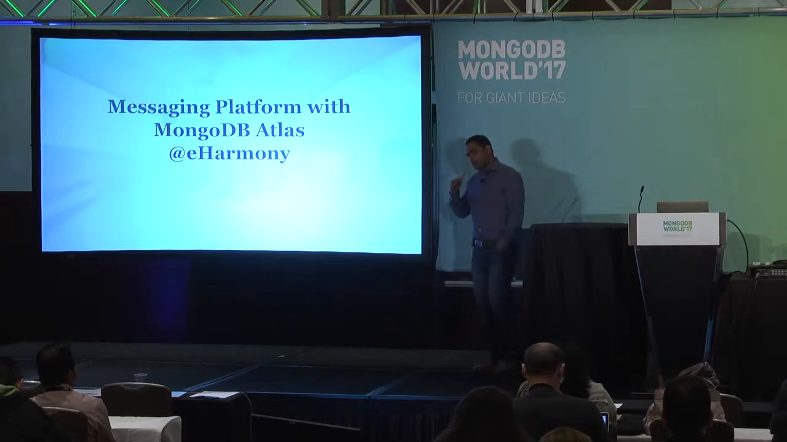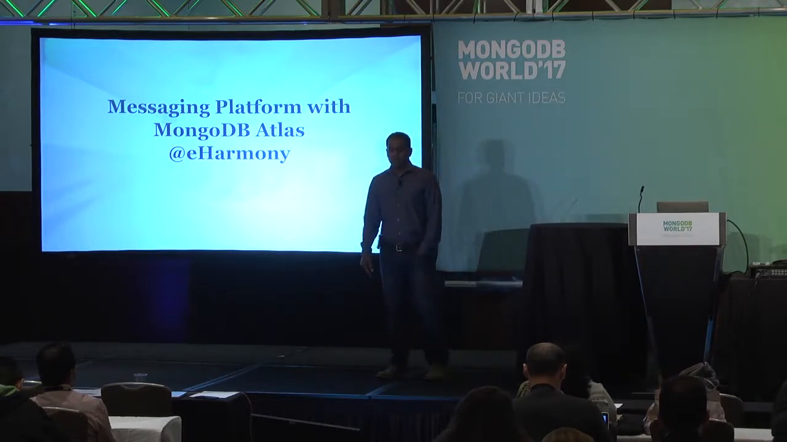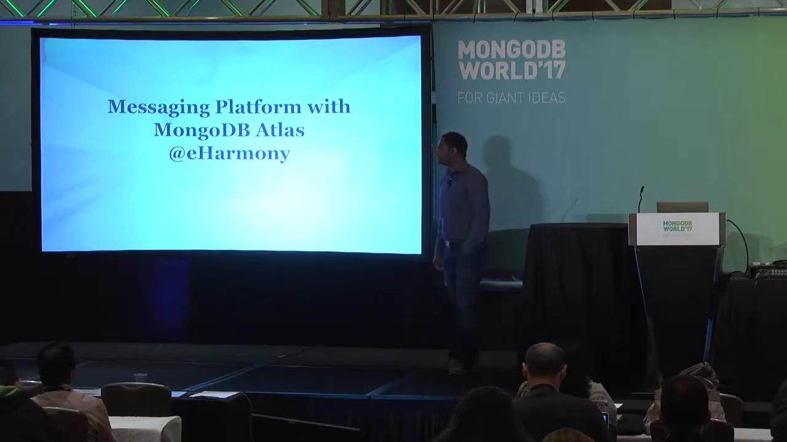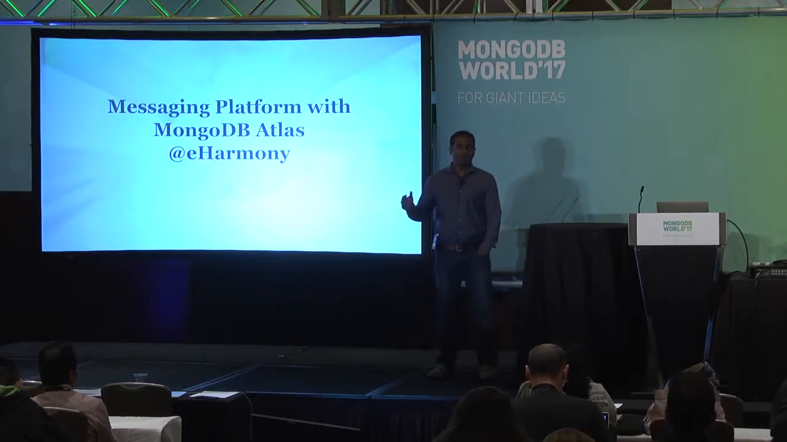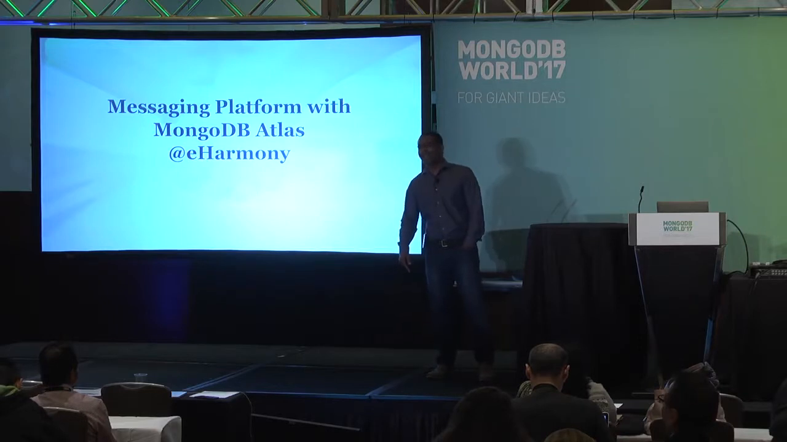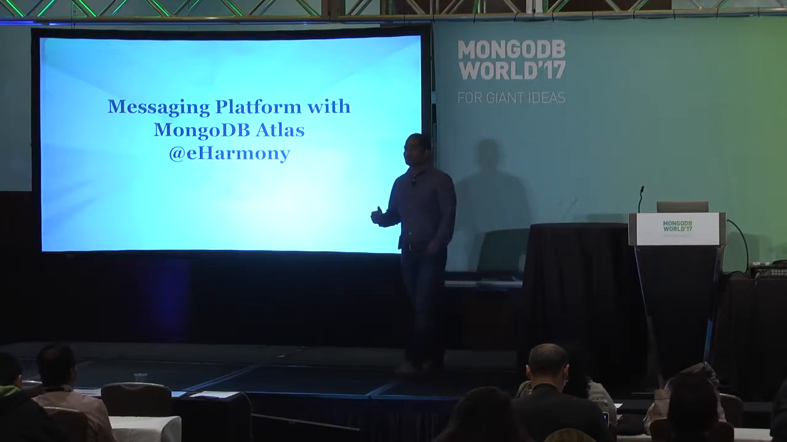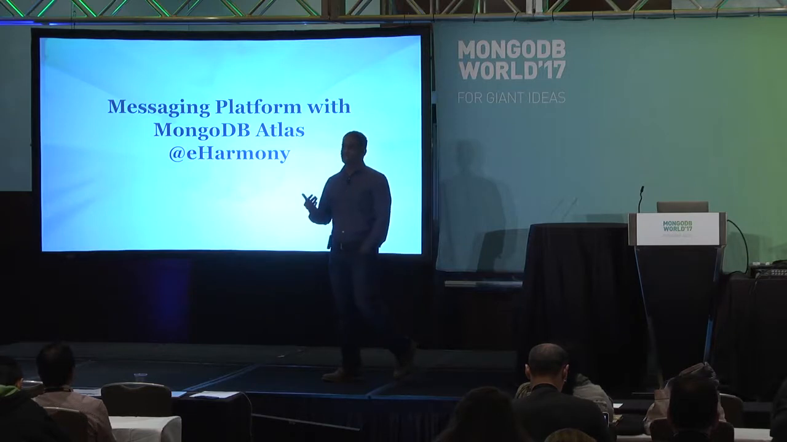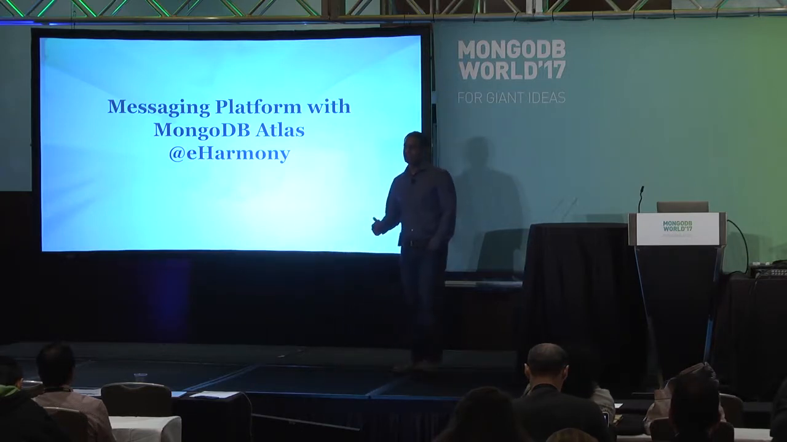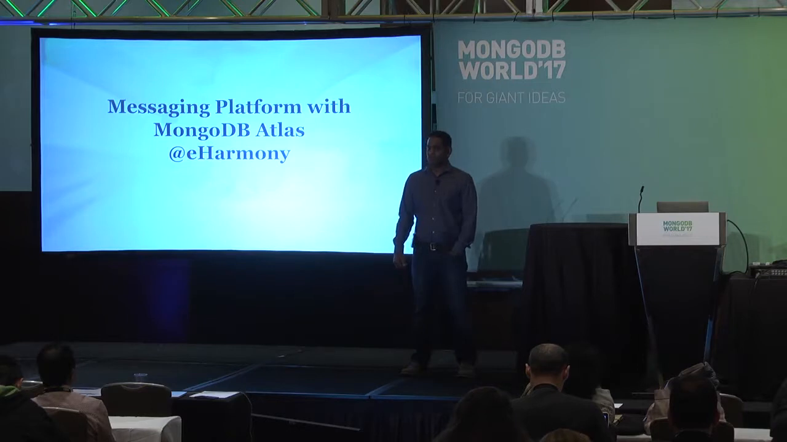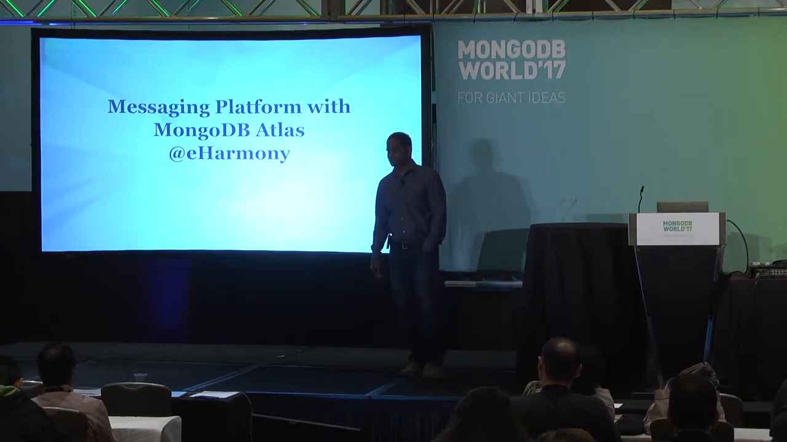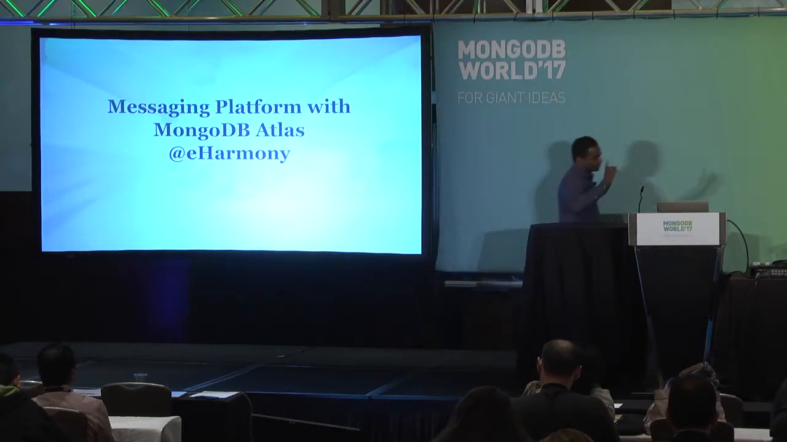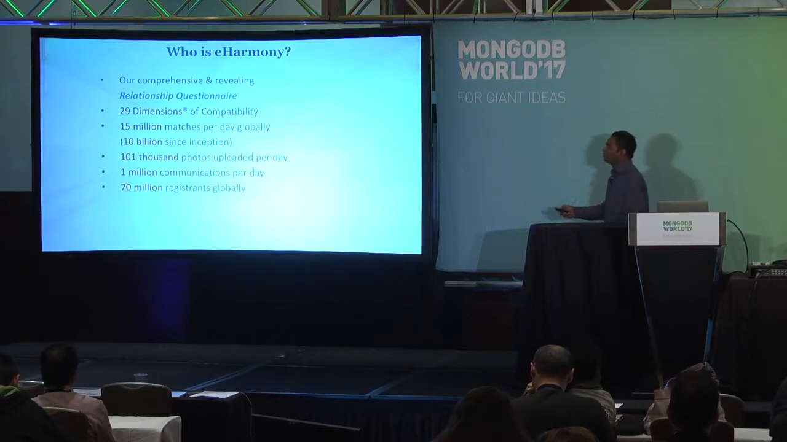So today I'm going over the eHarmony use case using MongoDB Atlas for our messaging platform. I'm pretty sure most of you know eHarmony, and probably some of you are already using eHarmony. But for the benefit of the presentation, I'll go over eHarmony and our use case first. eHarmony is an online relationship service provider. We provide our service to people who are looking for a serious, long-term relationship. So how do we do that?